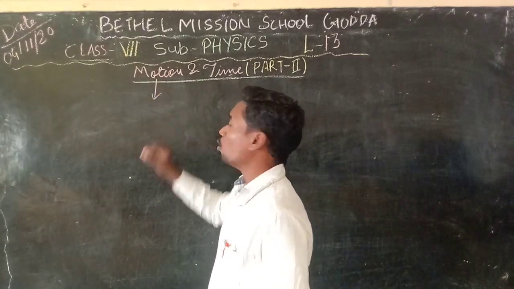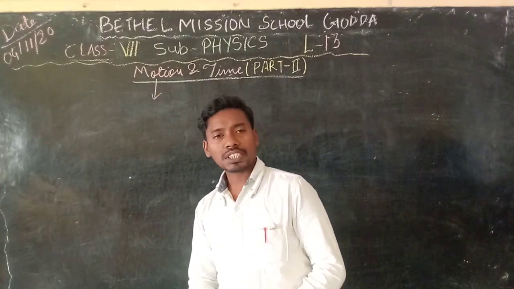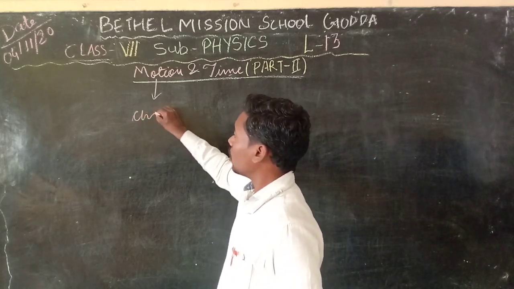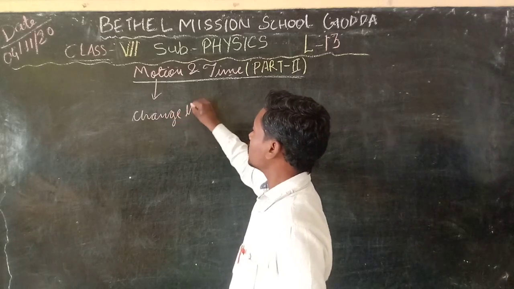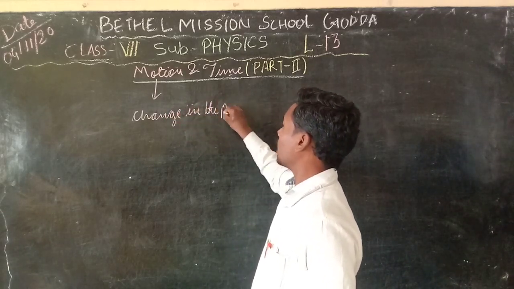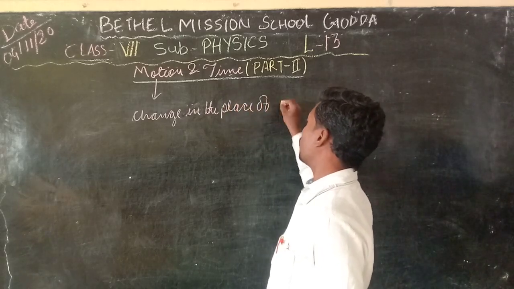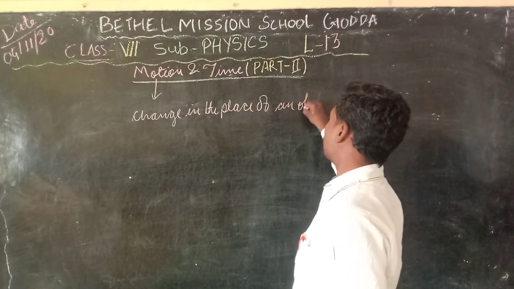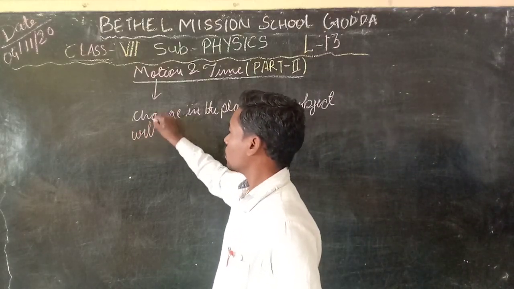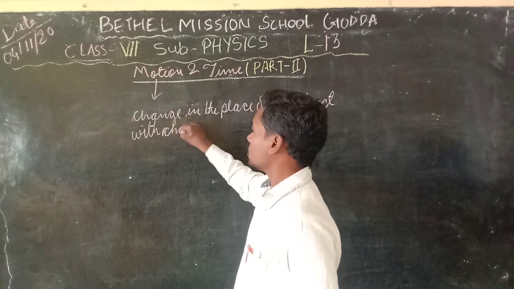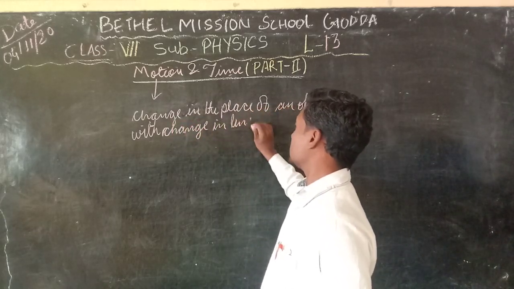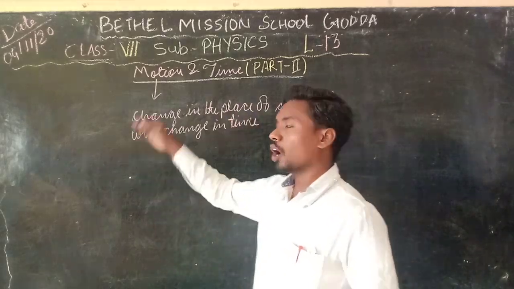So when we talk of motion, what is motion? Motion is actually the change in the place of an object with change in time. Okay, this is what is called motion.